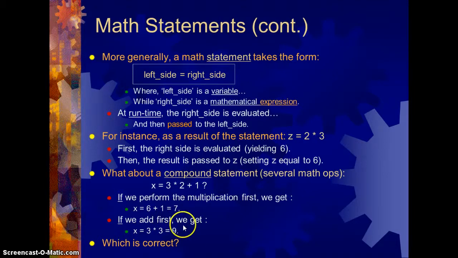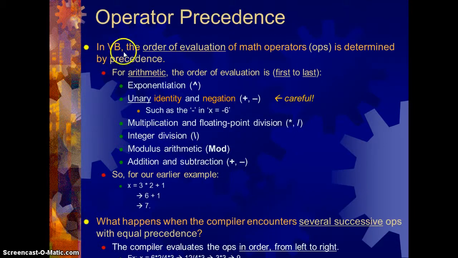It asks which one is correct. In Visual Basic, the order of evaluation of math operators is determined by precedence. In other words, we just make a rule that we're going to do certain operations first, and that's called operator precedence.